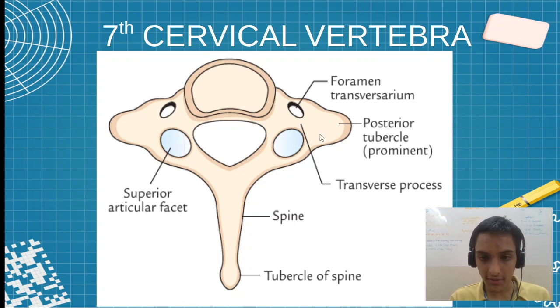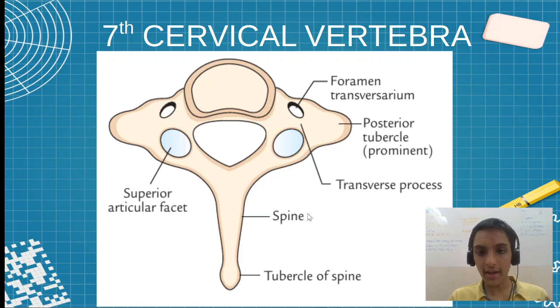Now, coming back to it. Here we can see the transverse process. It is very long, okay? And the posterior tubercle is very prominent, okay? This is a unifid spine, no bifurcation. And this is the tubercle of the spine, okay?